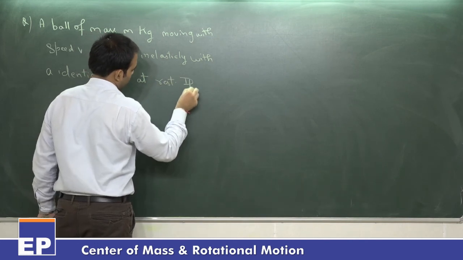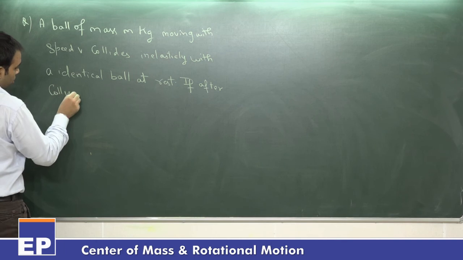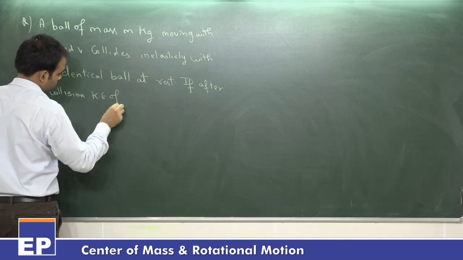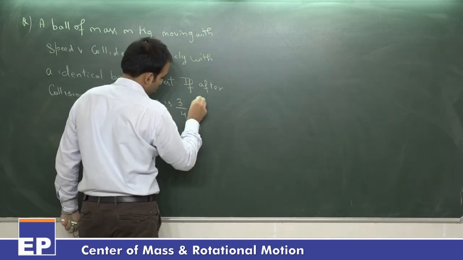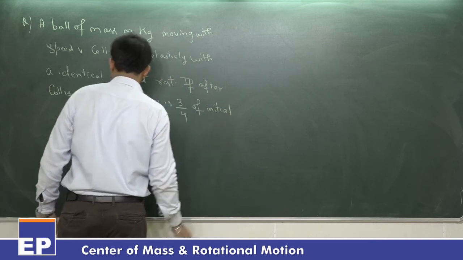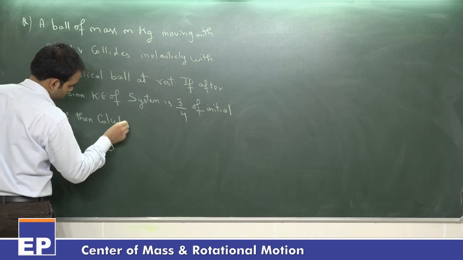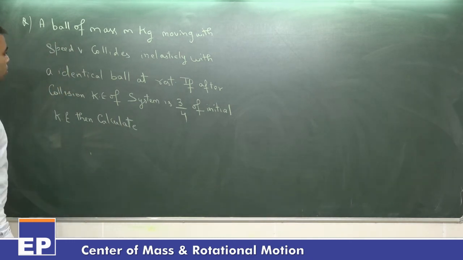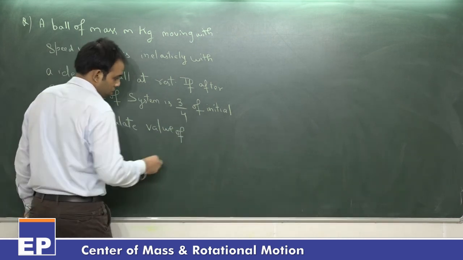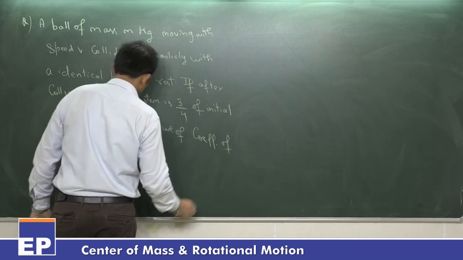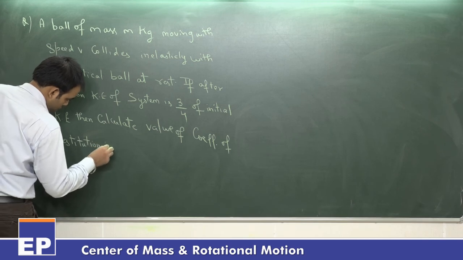Ball at rest. If after collision the kinetic energy of the system is 3/4 of the initial kinetic energy, then calculate the value of coefficient of restitution.